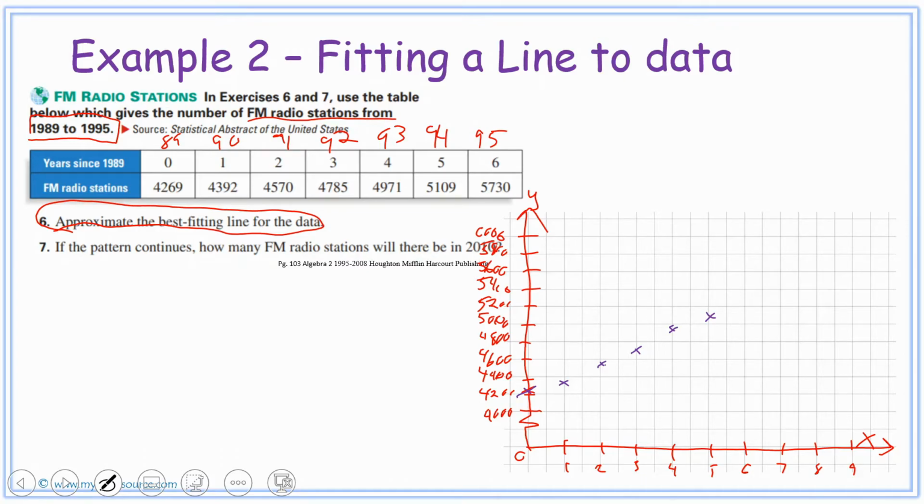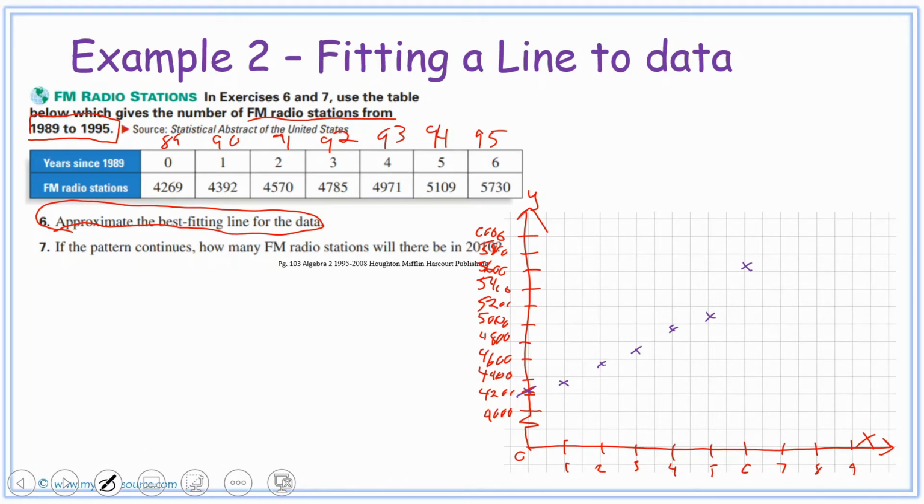And then lastly, number 6, 5,730 would be pretty high. 5,730 would be possibly about here. All right, so these dots are not in a straight line. If you try to draw a straight line through them, you see they don't touch. But now that it's approximated, we actually need to come up with an equation of a line.